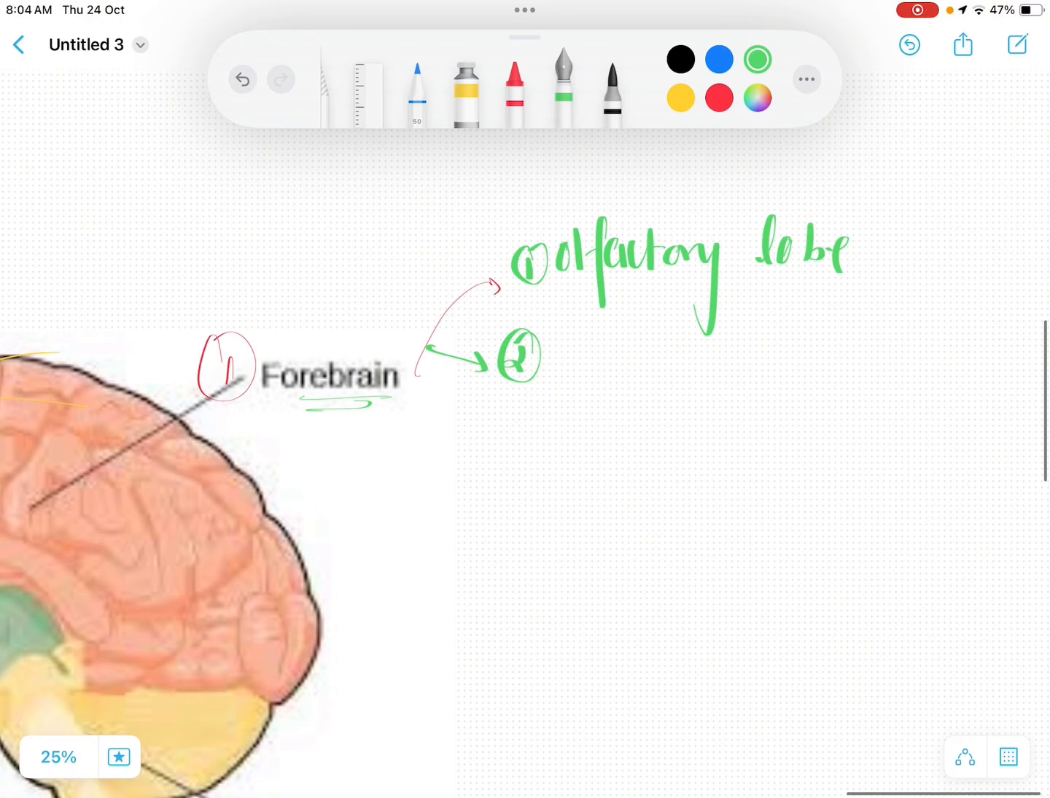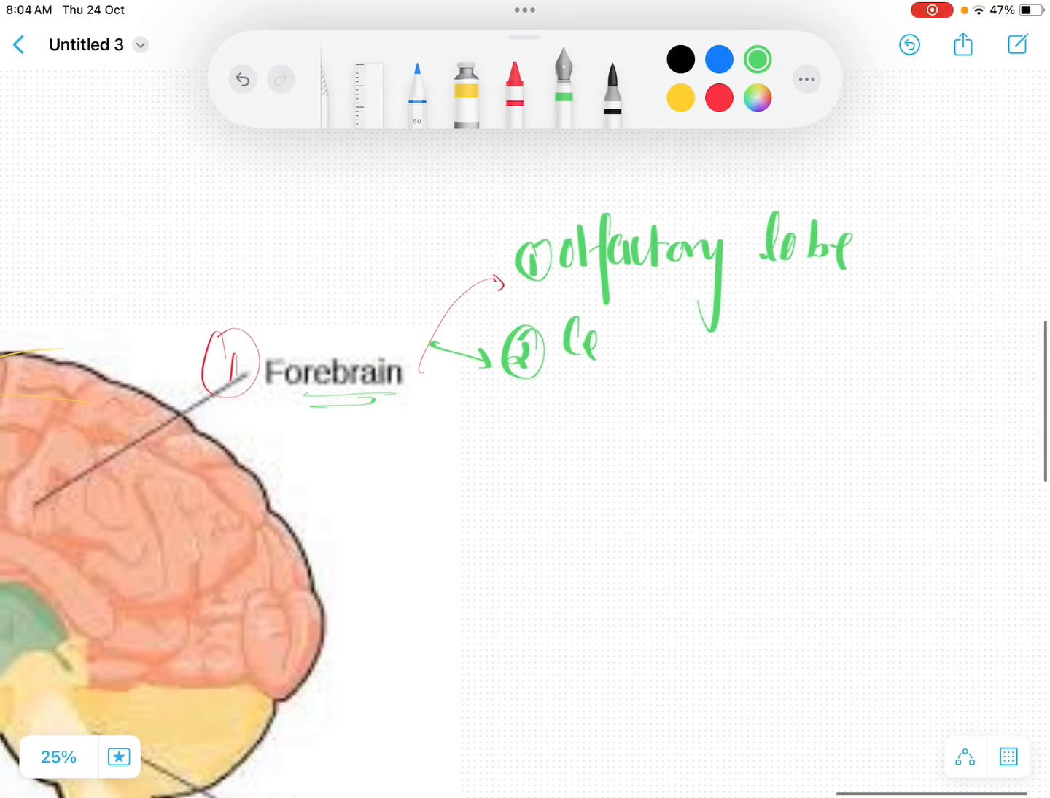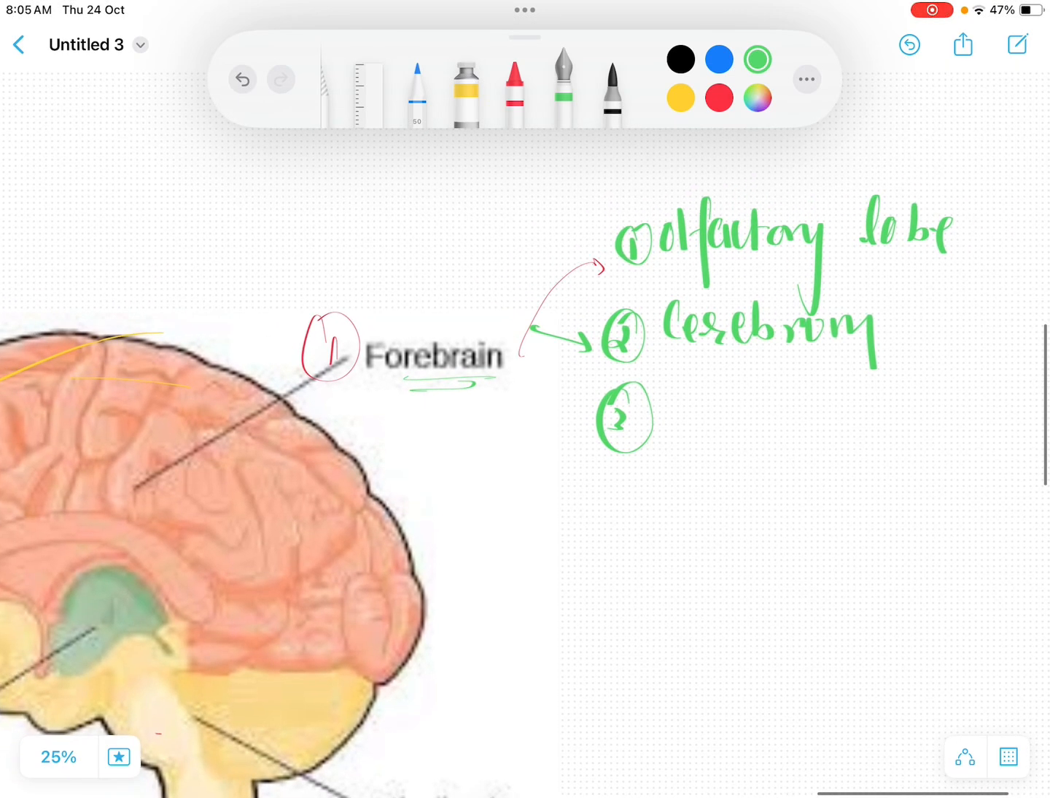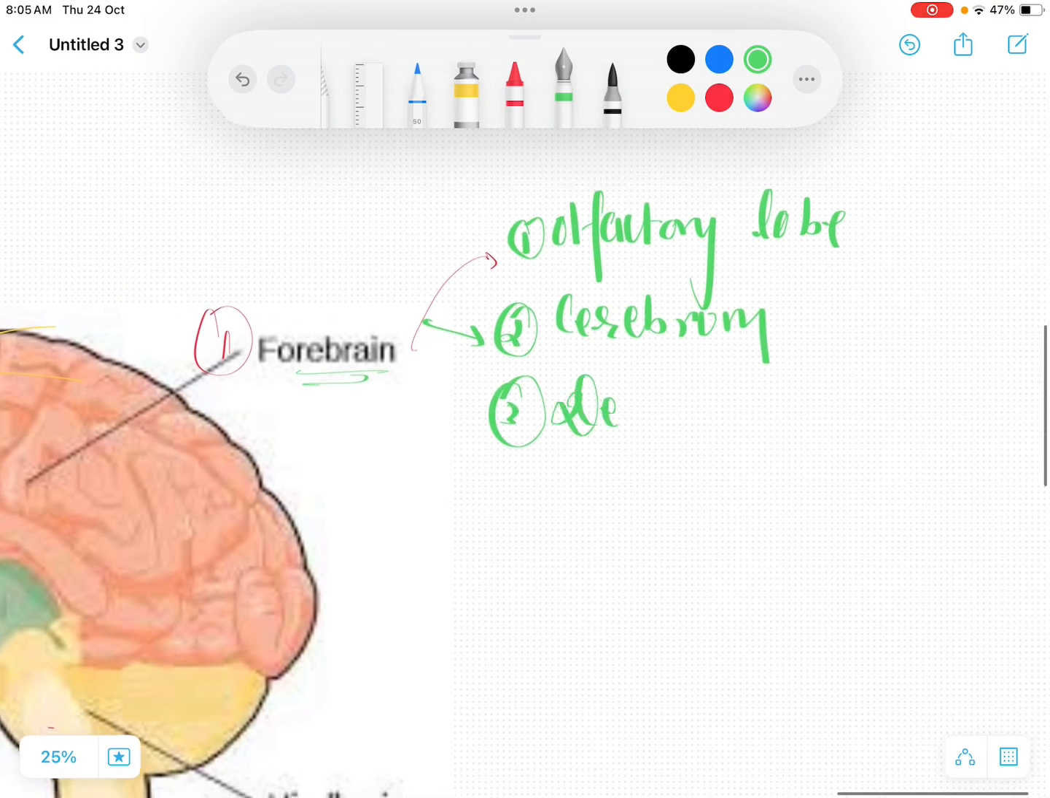And the second one is the cerebrum. This is important, and we are going to discuss it. And the third one is the diencephalon, okay?